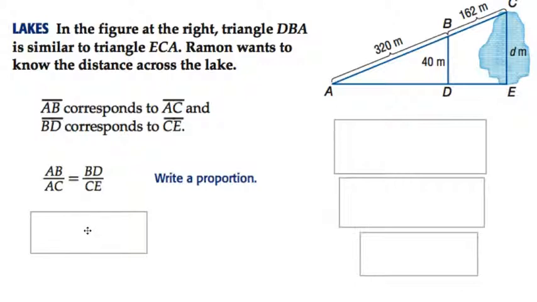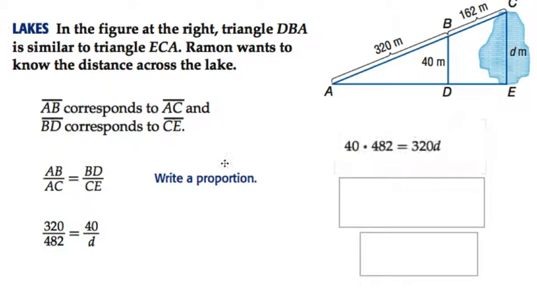Now let's just substitute in the numbers for what we know. We know that AB is 320 and AC is 482. Where did the 482 come from? Well, we know B to C is 162 and A to B is 320. So we have to add those two, and that's where the 482 comes from, AC. The distance from B to D is 40, and we're looking for the distance from C to E. We're going to call that little d.